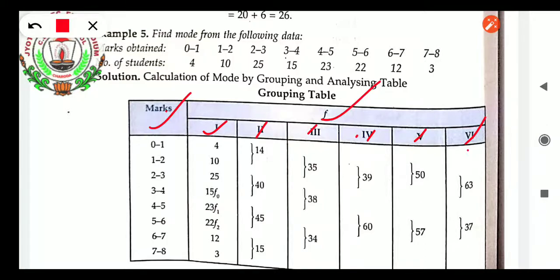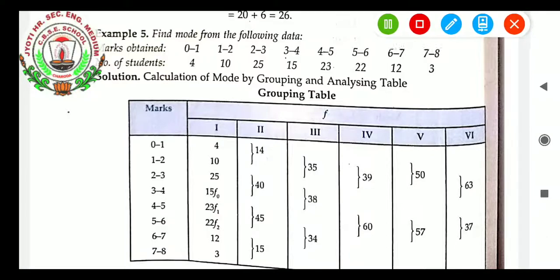Let us have the calculation. First column, what you do, you write the frequency which is in the question. So the first column will get over. Second column, what is the rule? As I said, make the pairing of 2 frequencies from the starting line. So here it will be 4 plus 10, 14, 25 plus 15, 40, 23 plus 22, 45, 12 plus 3, 50. Got the answer? Third column, leaving the first frequency, that is 4.